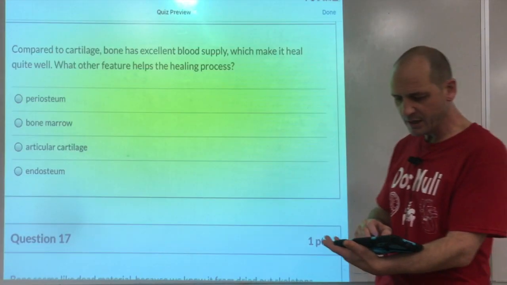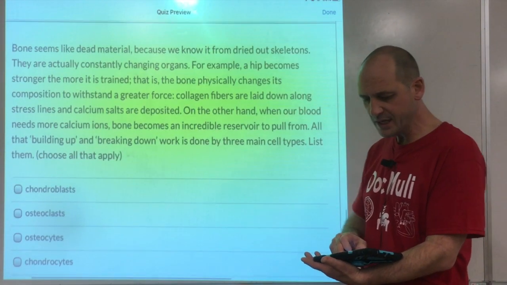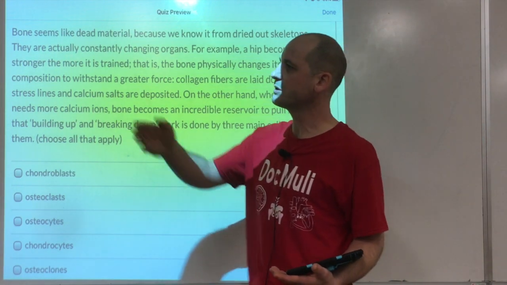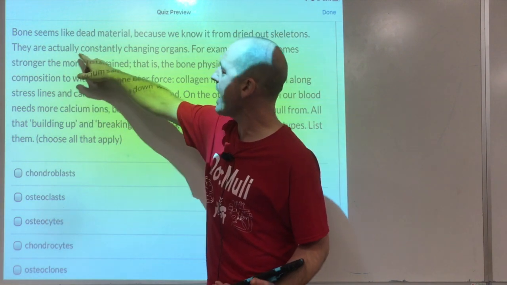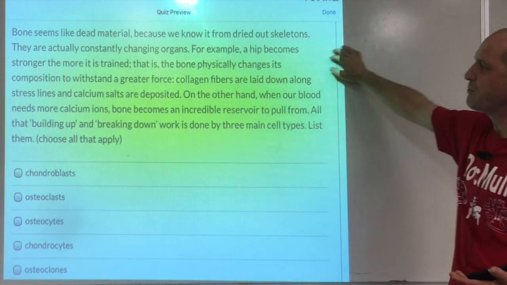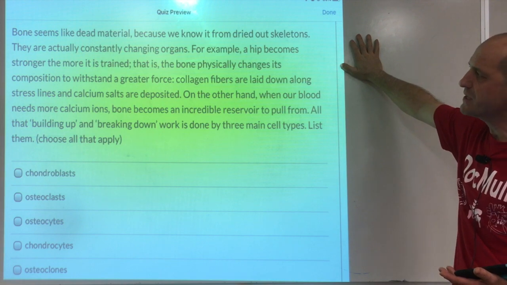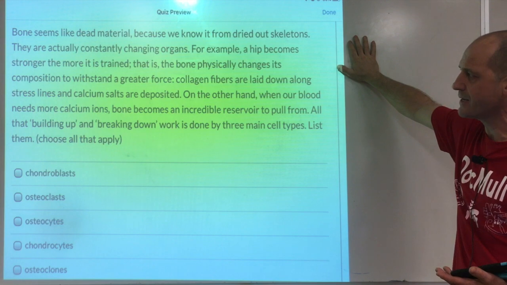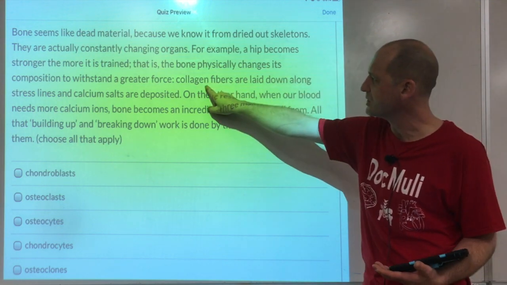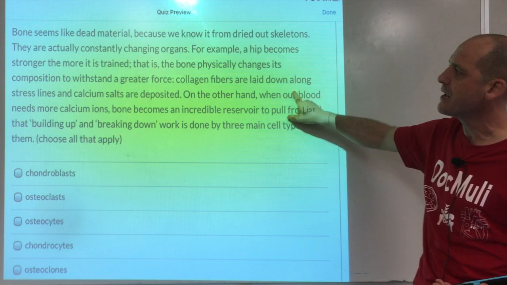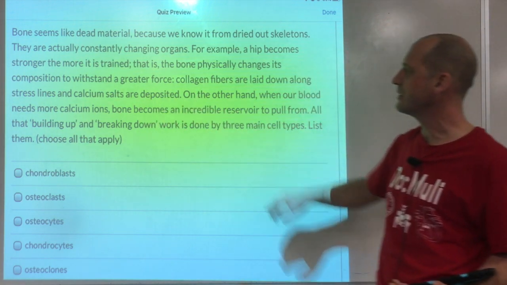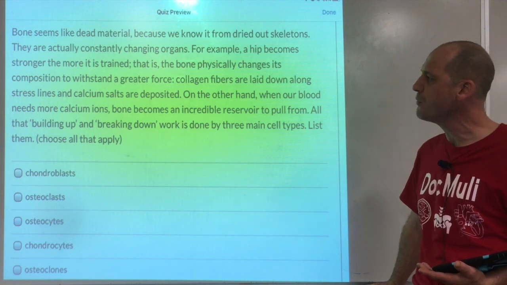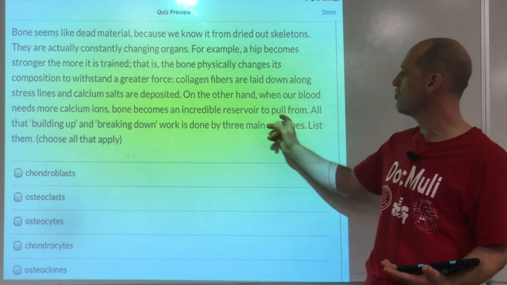But anyway, bone can heal very well. Bone seems like that material because we know it from dried out skeletons. And sometimes, look, they're even plasticky. They are actually constantly changing organs. For example, a hip bone becomes stronger the more we train it. That is, the bone physically changes its composition to withstand a greater force. Collagen fibers are laid down along stress lines, and calcium salts are deposited. On the other hand, when our blood needs more calcium ions, bone becomes an incredible reservoir to pull from.